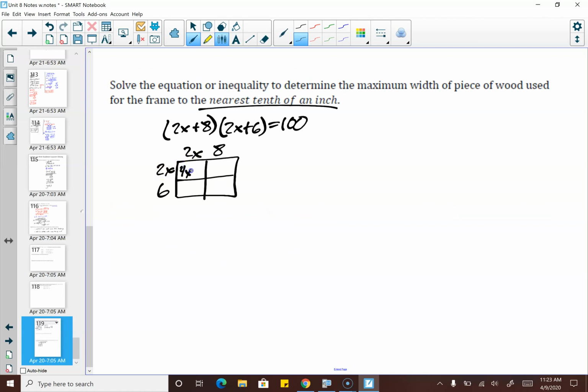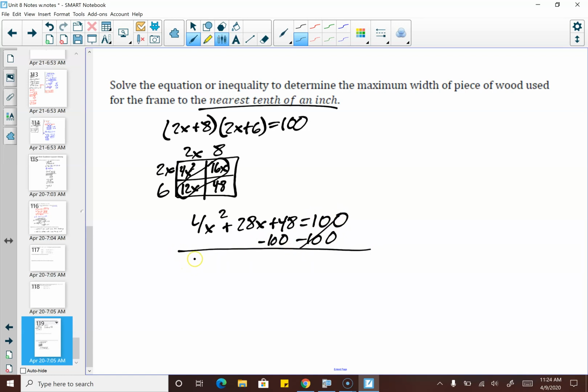So 2x times 2x is 4x squared, 2x times 8 is 16x, 2x times 6 is 12x, and 6 times 8 is 48. So we've got our like terms here in the diagonal. 4x squared plus 28x plus 48 equals 100. We'll subtract our 100 on both sides. 4x squared plus 28x minus 52 equals 0.